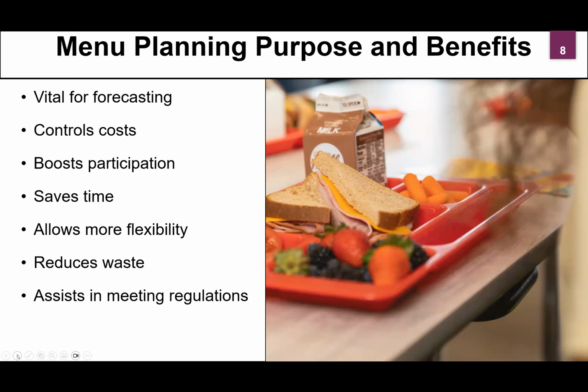Definitely reduces waste. Again, because if you're on a menu cycle, you're going to serve those items again. So if they're still on your shelves or in your freezer, they are going to get used. And also, you've already had it planned out, so you're going to know you're going to meet your regulations.